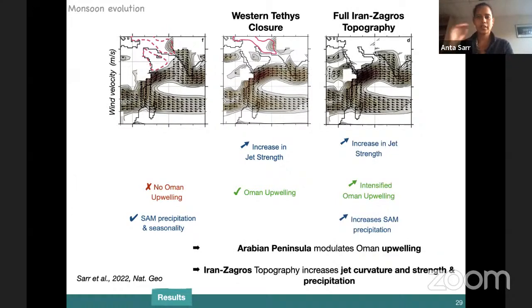Then increasing the Iran-Zagros topography to its full elevation has kind of a cool result, because it showed that these topographic features greatly increase the strength of the Somali jet. It also intensified the Oman upwelling and increased the SAM precipitation, which is the result I would expect, because Paul Acosta in his 2020 paper also showed the same thing. The mechanism behind that is that increasing the topography of Iran-Zagros blocks the very dry wind coming from the north from entering the monsoon regions and shelters the moisture there.